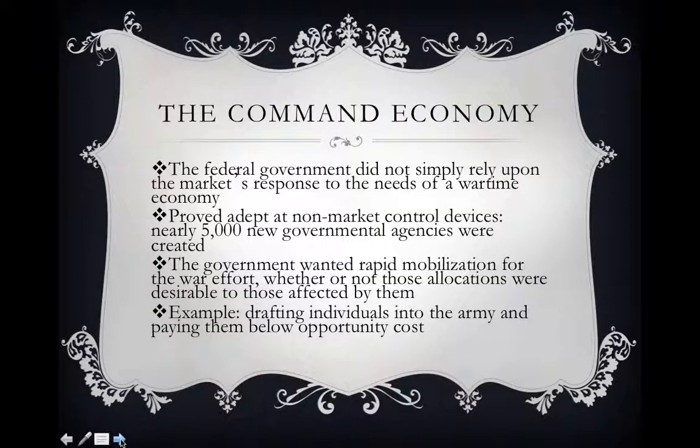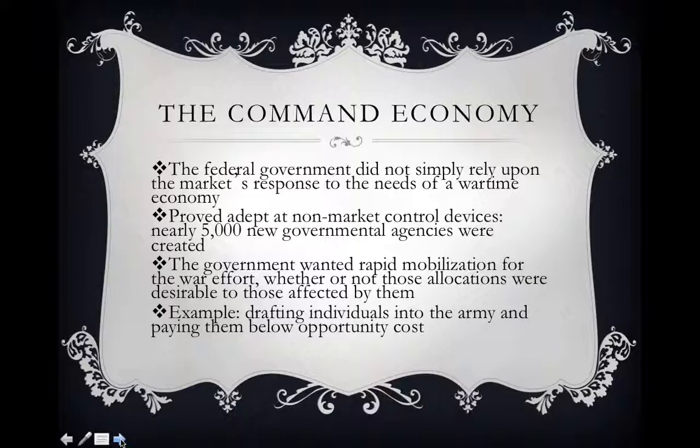Now, we also have to talk about the command economy because the government needs resources in order to execute the war. So it has to exercise greater control over the markets. And the federal government could not rely simply on markets for the wartime economy. All right, it was deemed in the government's rationale and Congress's rationale that it was in the national economic interest, national security interest, that the government have greater control over the economy. So they did adopt a lot of non-market control devices.